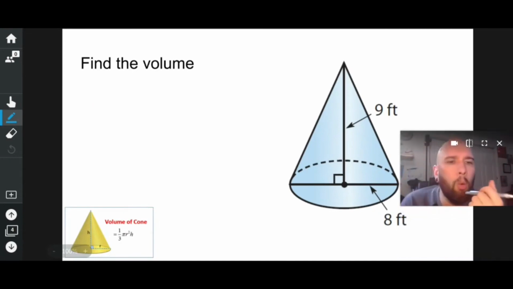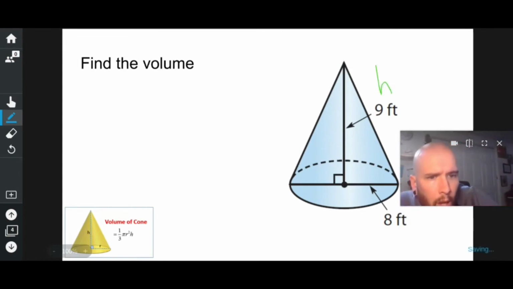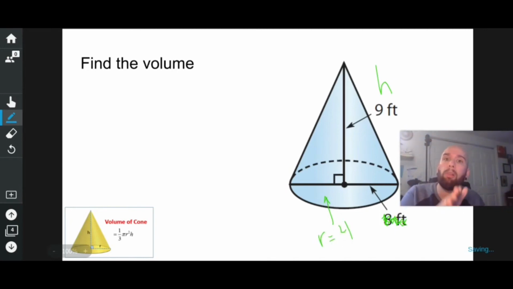All right, so I have the height right there. It's 9. I don't have the radius. I have the diameter. The diameter is the entire way across. I don't want the diameter. I want the radius. The radius is literally half of that diameter. So my radius is going to be 4 feet. Be careful. Never plug in your diameter.